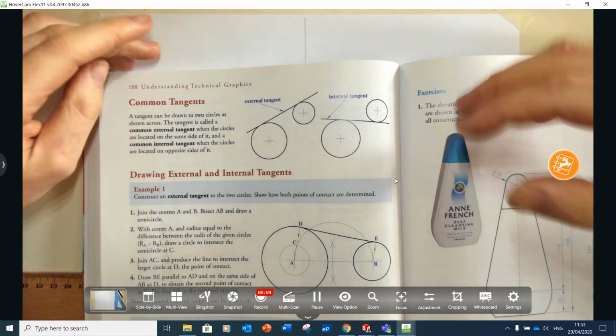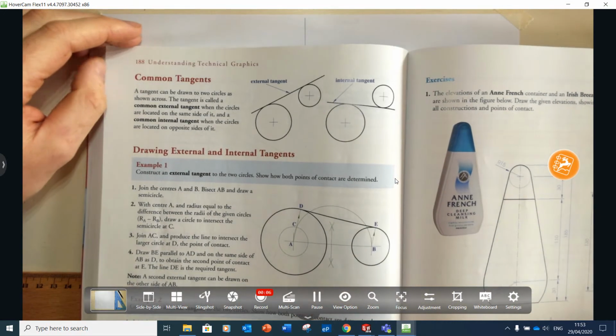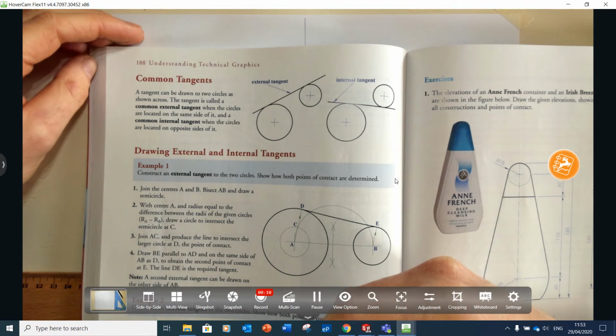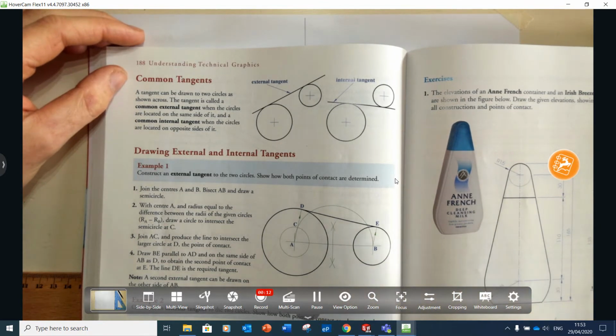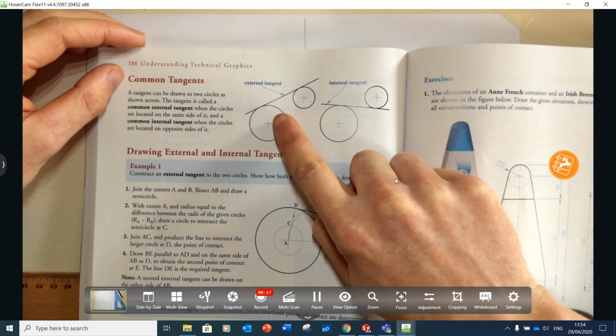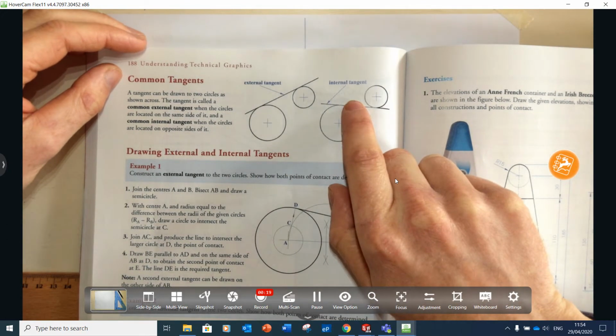Now, so we've done a quick recap on tangents, just drawing a tangent from a point to a circle. What we are now going to move on to drawing are what are called external and internal tangents.